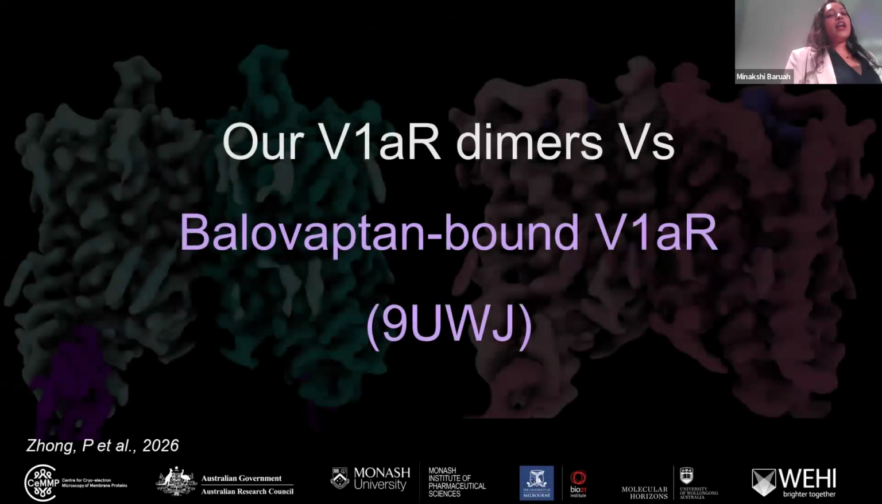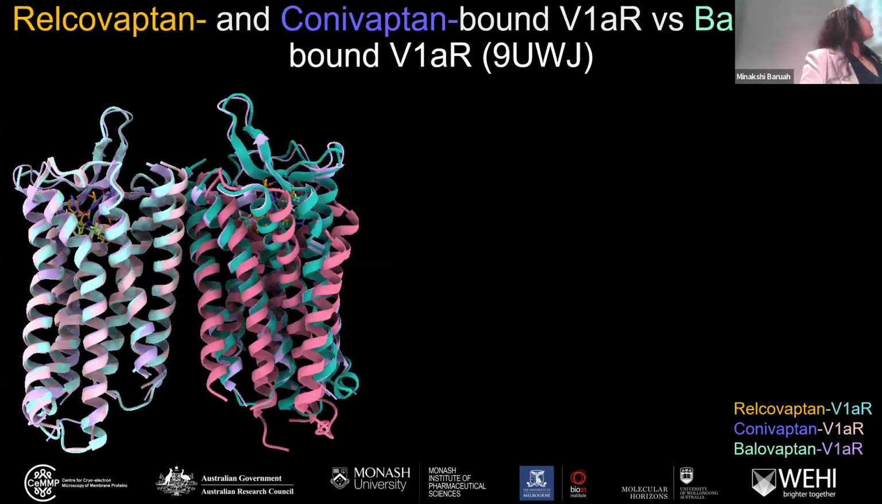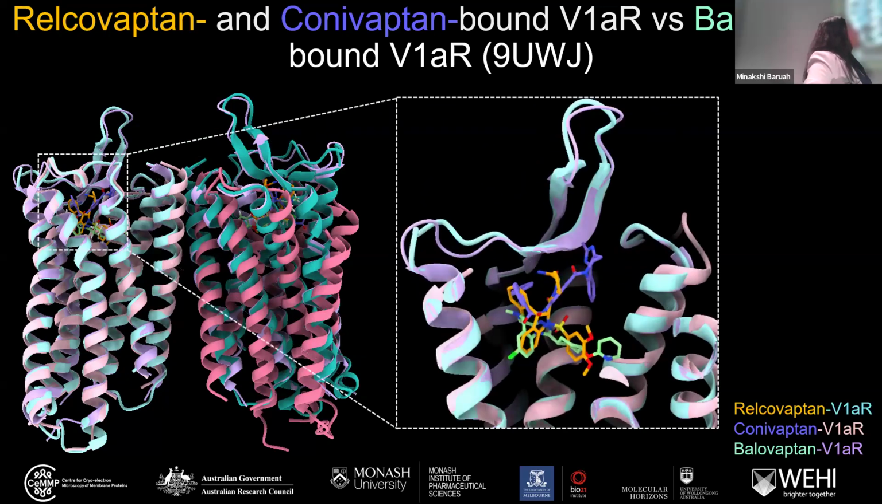Then we compared our V1AR dimers with another V1AR dimer, which is the balovaptan-bound dimer. The reason I chose this is because balovaptan belongs to the same class of antagonists as velcovaptan and conivaptan. So here I'm showing the superimposed structures of conivaptan-, velcovaptan-, and balovaptan-bound structures, and the most obvious differences are in the ligand binding pose.